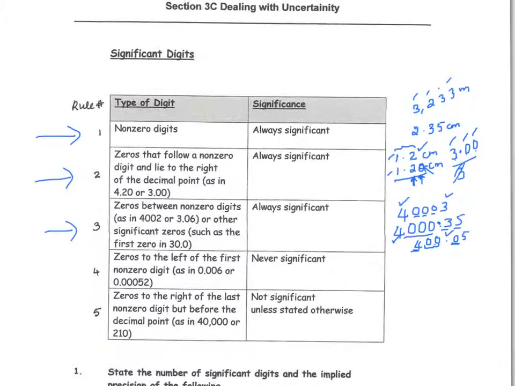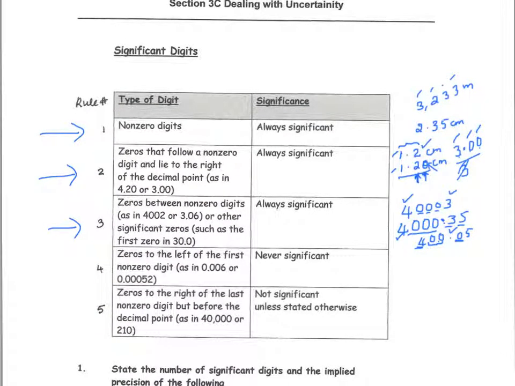So let's look at an example. Suppose we have 0.0005. This is the first non-zero digit. We have a bunch of zeros before that. All these zeros are not significant.